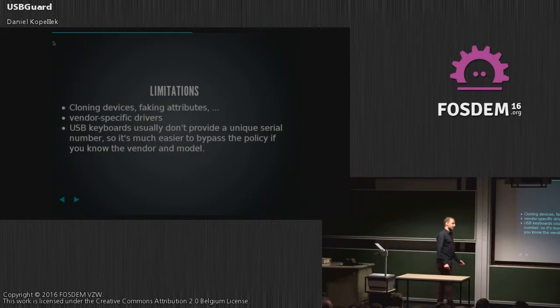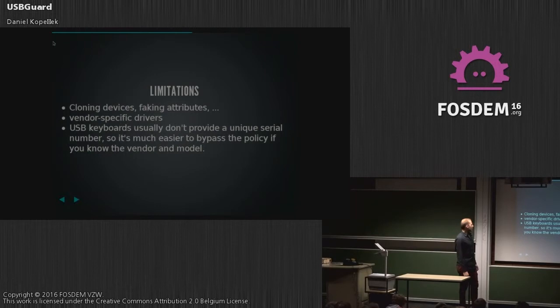And of course, there are limitations to this solution, because any USB device can be faked and cloned. So if you create a policy that allows a USB keyboard to be connected to your system, then somebody can just take the keyboard, clone it, and reprogram the firmware to insert some automatic keystrokes or something. So all he needs to pass the policy is to have the metadata of the device, like the serial number, the vendor ID, the product ID. And with some devices, you don't have to steal them. It's just enough to look at them and then look up the information on the manufacturer page.